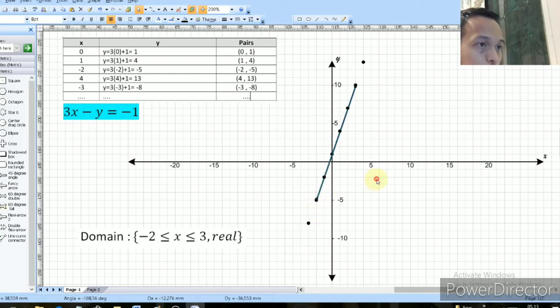Okay, remember, domain speaks about the x. So actually I cannot include this, I cannot include this. This is not the solution from the specified domain. So it's only this, the graph becomes like this, since I only include from x equals -2, -1, 0, 1, 2, and 3, up until 3 ends, right?